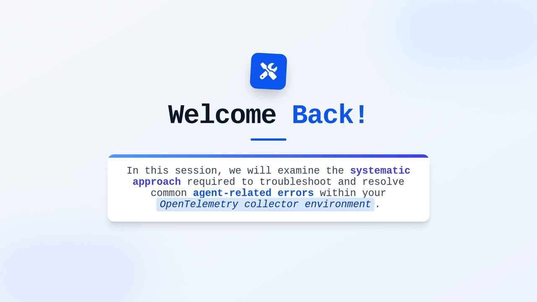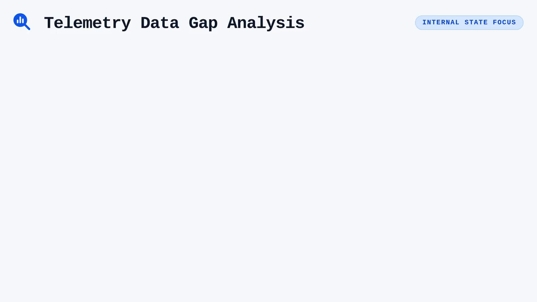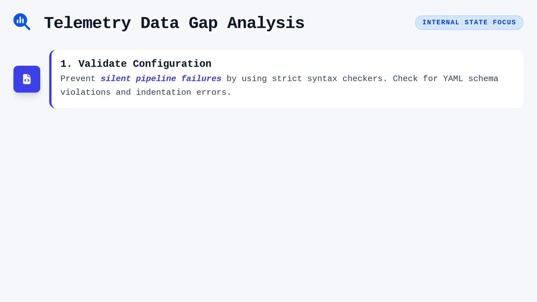Welcome back. In this session, we will examine the systematic approach required to troubleshoot and resolve common agent-related errors within your OpenTelemetry collector environment. When we observe telemetry data gaps, the initial focus must be on the internal state of the collector itself. Initialization faults often stem from malformed configuration files where the YAML structure violates the expected schema. I suggest validating your collector configuration using strict syntax checkers before deployment, as even a minor indentation error can silently prevent the pipeline from starting.